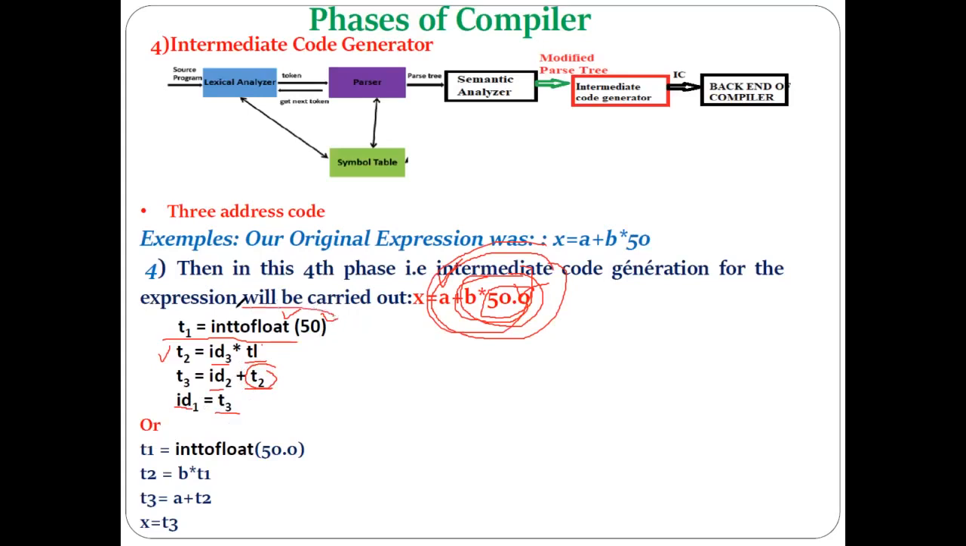So this is one way of generating the three address code. In these different statements, you can see there are at most three operands we have utilized.